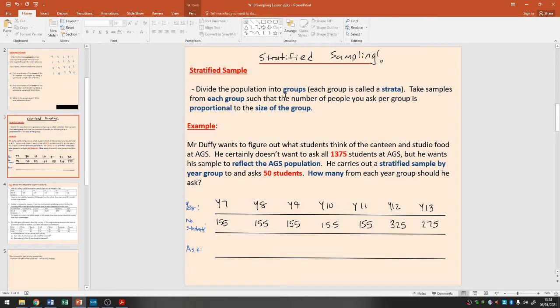I'll give you a chance to write that down. What you're going to do is you divide the population into groups, and then you take a sample from each group, so that the number that is asked per group is proportional to the whole population. I know that's a mouthful, and I know that it sounds like it's complicated, but it won't be. I promise. It's going to be nice and easy for you.